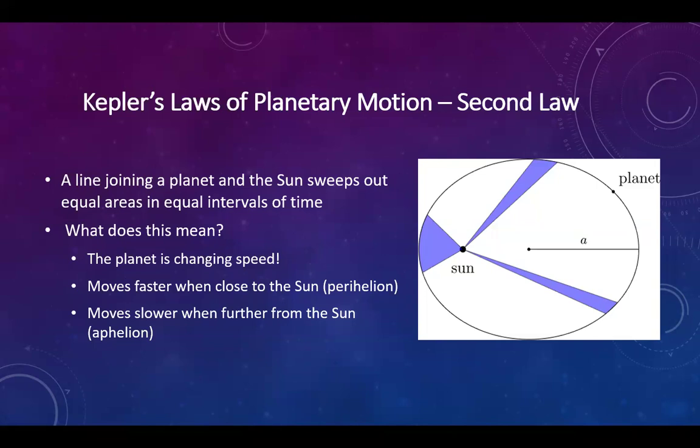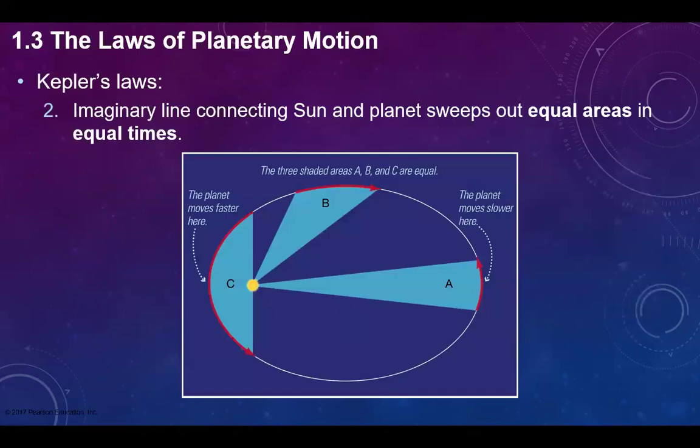So it moves faster when it's close to the sun at perihelion, and moves slower when it's further from the sun at aphelion. Perihelion is the closest to the sun, aphelion is the furthest. So an imaginary line connecting the sun and the planet will sweep out equal areas in equal time. And these are fairly exaggerated ellipses. So the actual planetary orbits are much closer to circular. But they're like this so you can see.